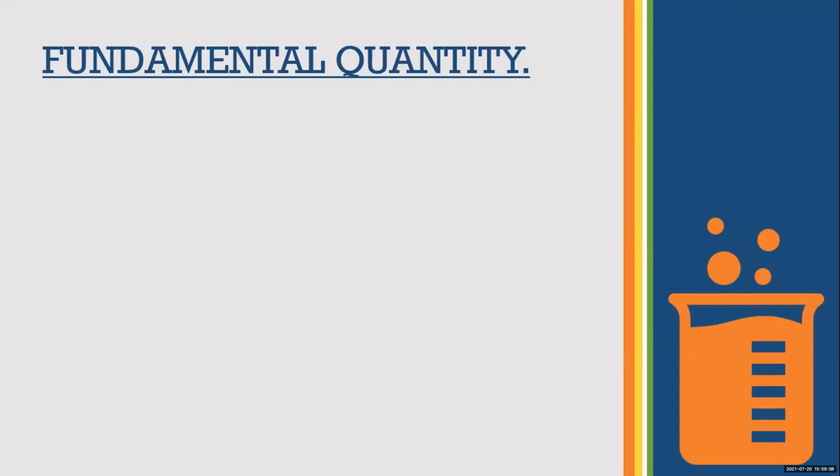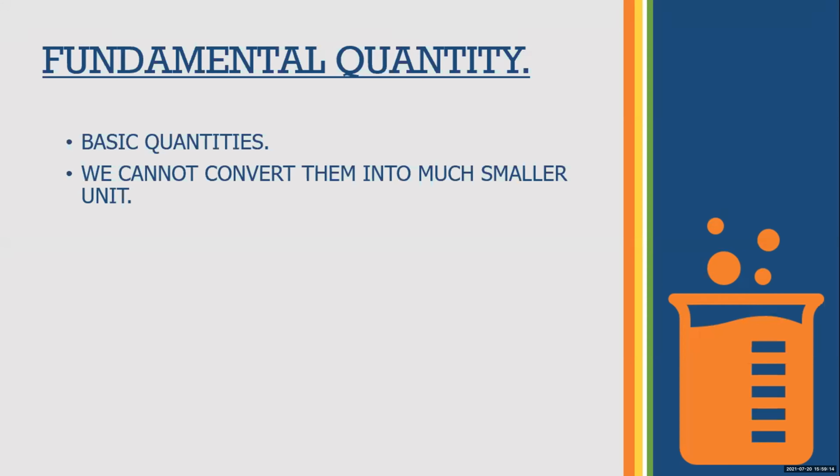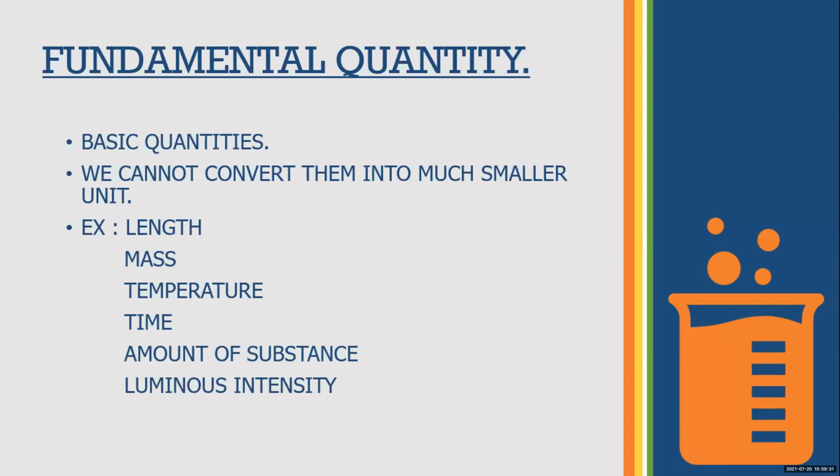Next one is fundamental quantity. These are the basic quantities in the physical quantities. We cannot convert them into much smaller units because they are the first units from which we start to build. Examples: length, mass, temperature, time, amount of substance, luminous intensity, and electric current.